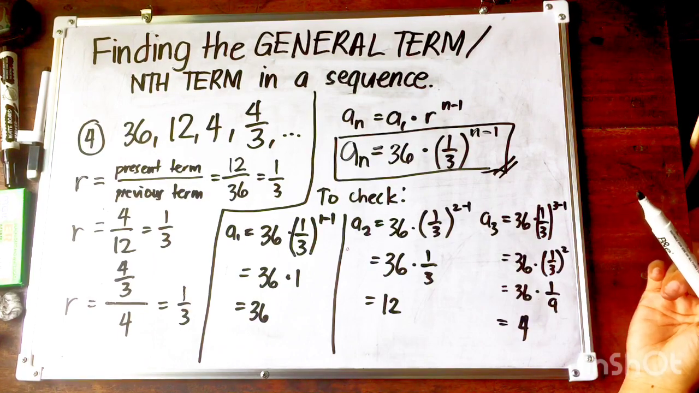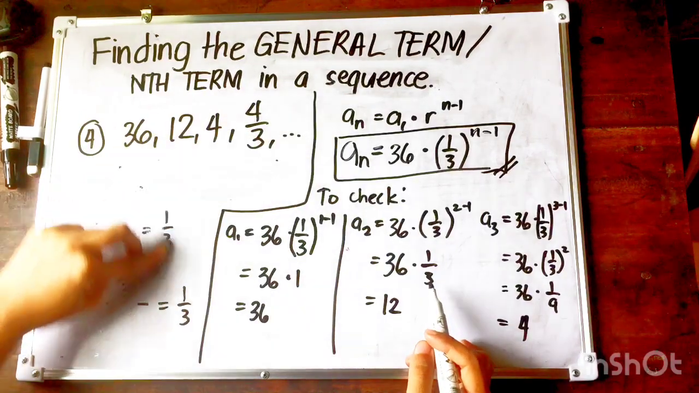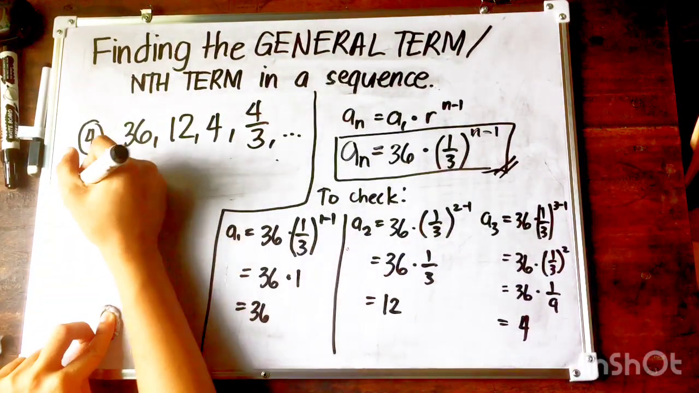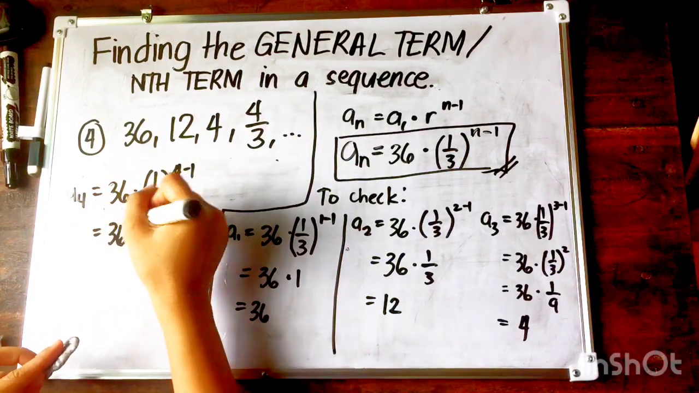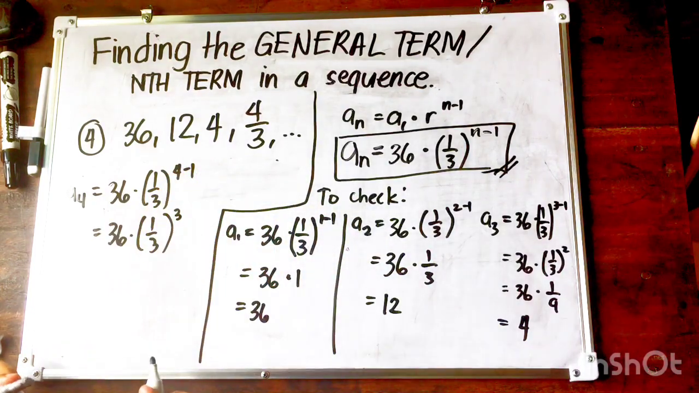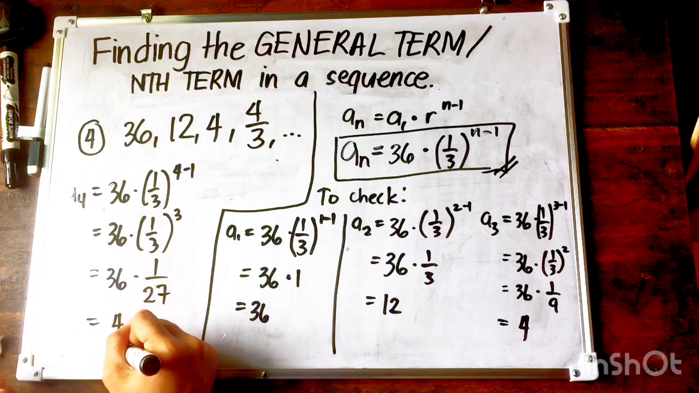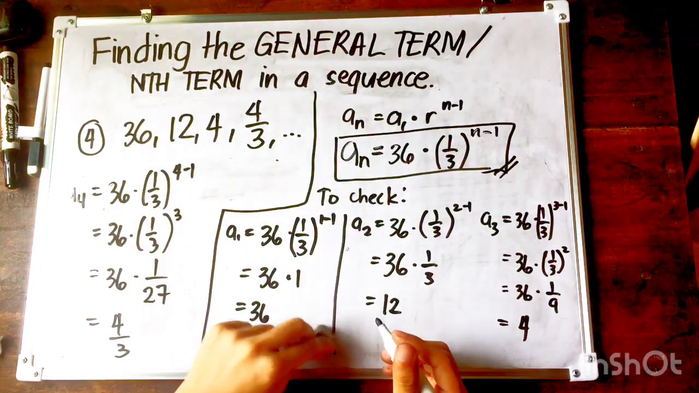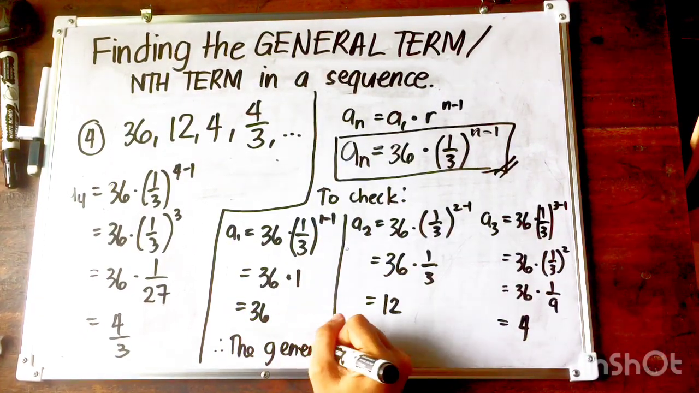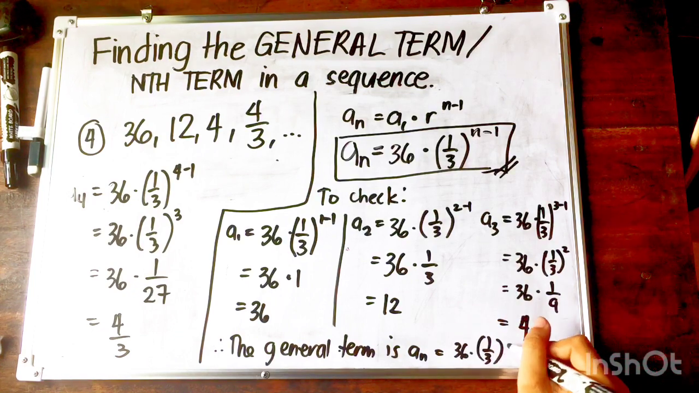Okay, let's have a sub 4. We have no more space, so I'll just erase this. So, a sub 4, our n is 4. So, a sub 4 equals 36 times 1/3 raised to 4 minus 1. So, 36 times 1/3 cubed. 4 minus 1 is 3, or just 36 times 1 over 27, or just 4/3. So, observe we have the same first 4 terms. So, that means our formula is applicable for that sequence. So, final answer: the general term is a sub n equals 36 times 1/3 raised to n minus 1.